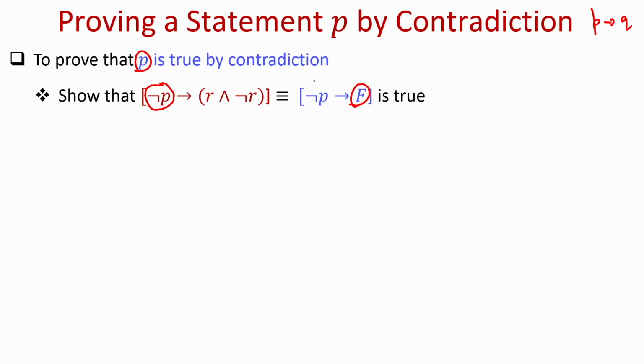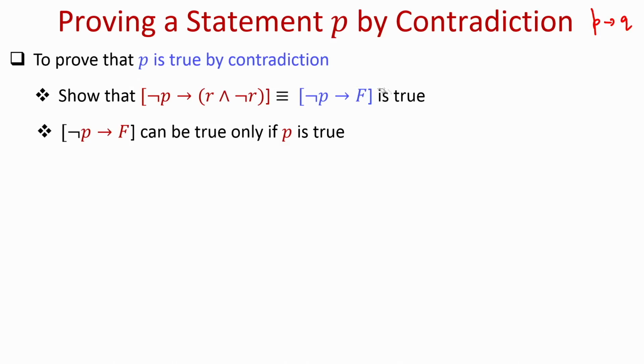is true. And if that is the case, that means if negation of P implies false is true, then that can be possible only if P is true, right. Because if negation of P turns out to be true, then true implies false can never be true. So, the only way negation of P implies false can be true is if negation of P is also false, and if negation of P is false, that means my statement P is true. So, that is the proof mechanism here, right.